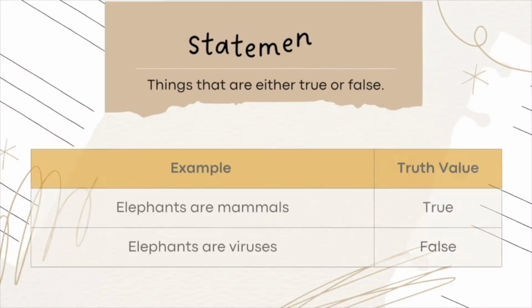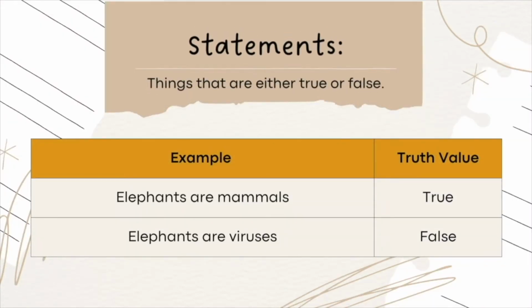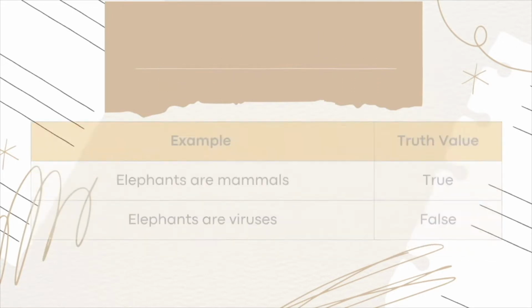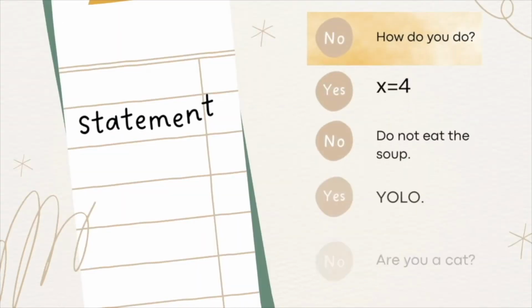So statements. Statements are things that are either true or false. I know that sounds strange when you first hear it, but we'll do some examples. It'll start to make more sense. So two examples of things that are statements are elephants are mammals and elephants are viruses. Both statements, elephants are mammals is true, elephants are viruses is false. So they have a truth value, meaning that they are either true or false, and that's what makes something a statement. Here are 5 examples that we're going to go through.